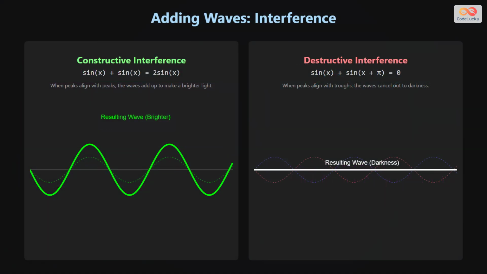One of the coolest things waves do is interfere with each other. Since they are just math functions, we can add them together. If two waves line up peak to peak, they add up to make a bigger, brighter wave. This is constructive interference. However, if a peak lines up with a valley, they cancel each other out completely, creating darkness. This is called destructive interference, and it is exactly how noise-canceling headphones work.